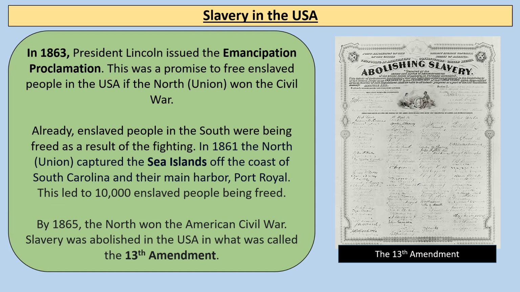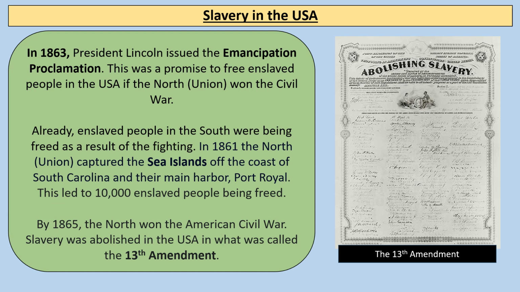Now, during the American Civil War, President Lincoln issued on the 1st of January 1863 an order, sometimes known as a proclamation, called the Emancipation Proclamation. Now, this was a promise to free enslaved people in the USA if the North, the Union side, won the Civil War. Already enslaved people in the South were being freed as a result of the fighting.